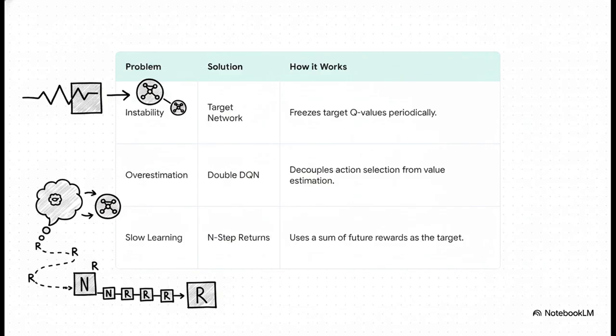So here's our toolkit. We solve instability with target networks. We fight overestimation with double DQN. And the third trick, n-step returns, helps the learning signal propagate way faster. Instead of just looking at the reward from the very next step, we look at the sum of rewards over the next, say, 5 steps. It gives the network a much richer, more accurate target to learn from.